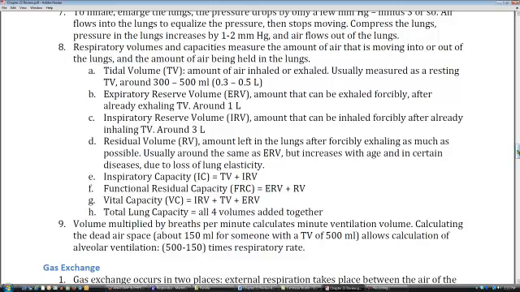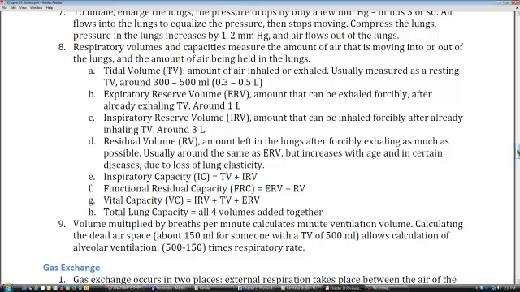The expiratory reserve volume is the amount of air left in the lungs. If you have exhaled your tidal volume already, how much more could you exhale? It's around 1 liter. Inspiratory reserve volume of around 3 liters is the amount that you can inhale if you've already inhaled your tidal volume. In other words, inhale normally, and then how much more can you inhale after that?